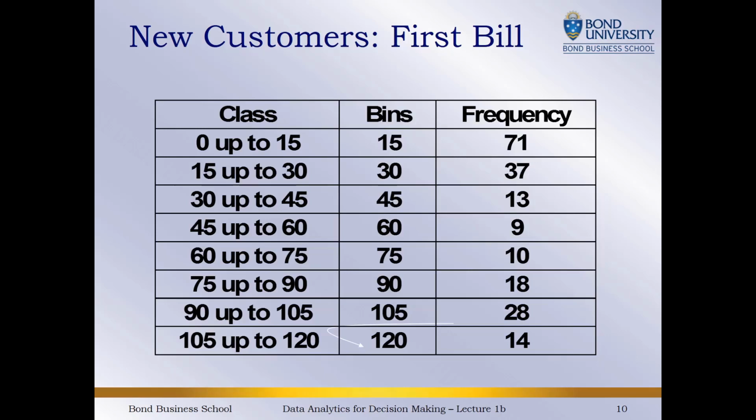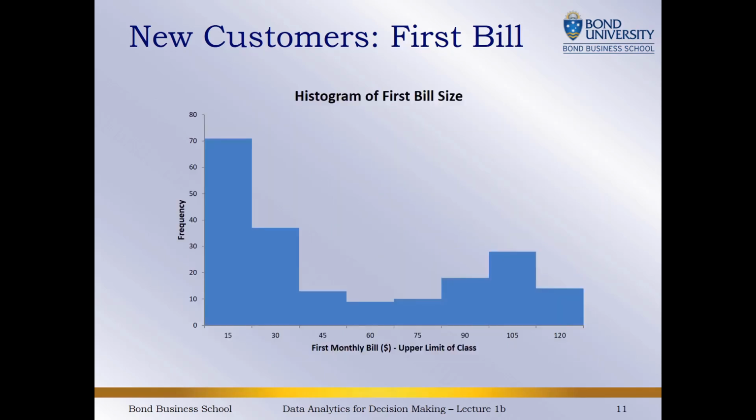And in Excel, by convention, we call these bins and we give it the upper limit there. The 15, the 30, the 45, 60, etc. So there's 71 bills from 0 to 15. 37 from 15 to 30. And now have a look at those frequencies. We could graph those frequencies, couldn't we? And that would look something like this.